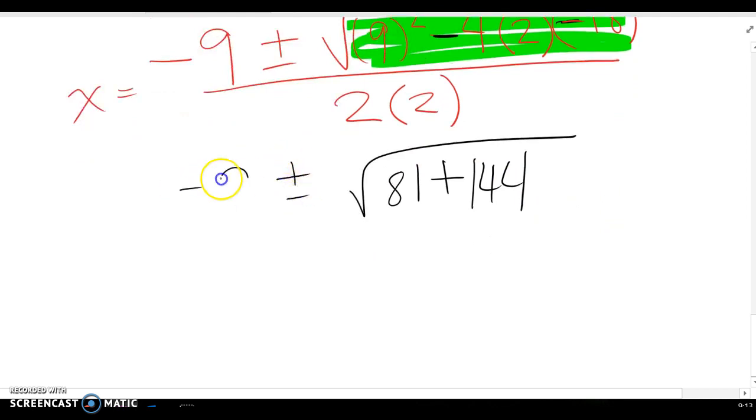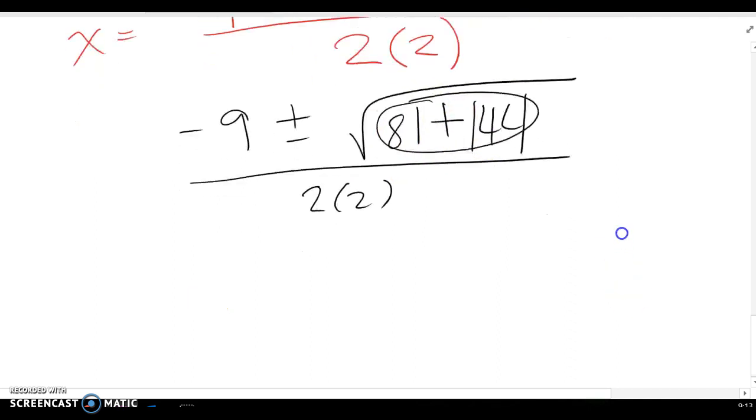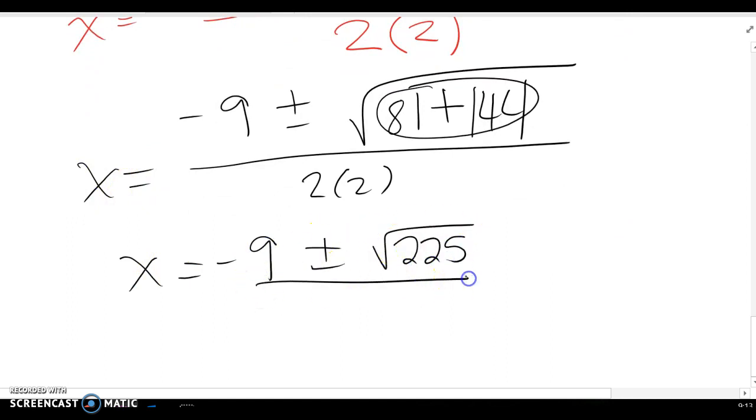Be sure you follow the order of operations. You have to add before you take the square root because you're taking the square root of that answer. 81 plus 144 is 225. So at this point we have x equals negative 9 plus or minus the square root of 225, all divided by 2a, 2 times 2, which is 4.